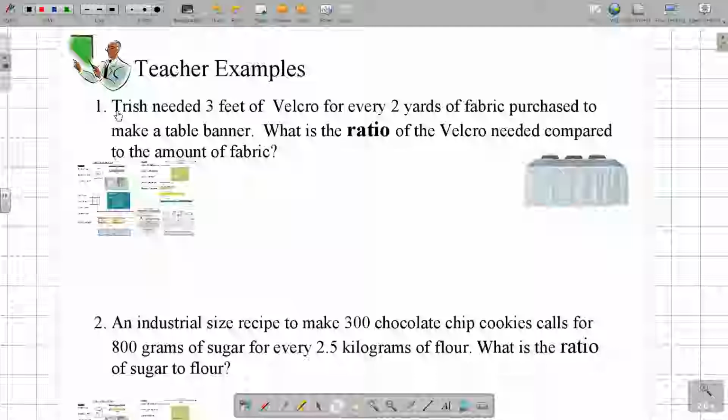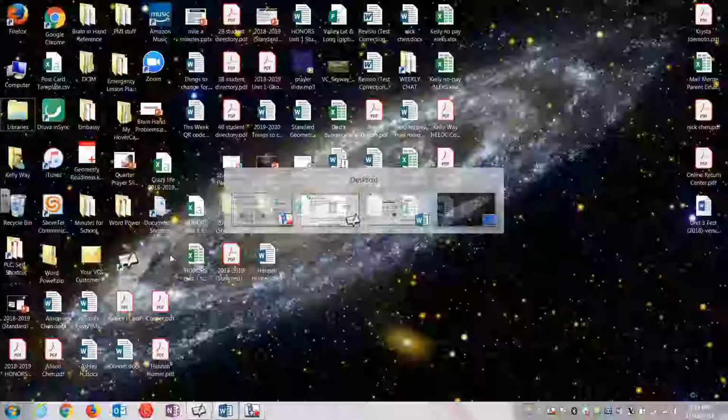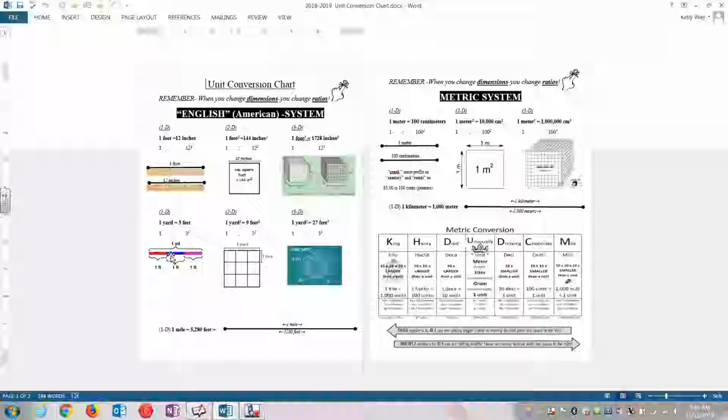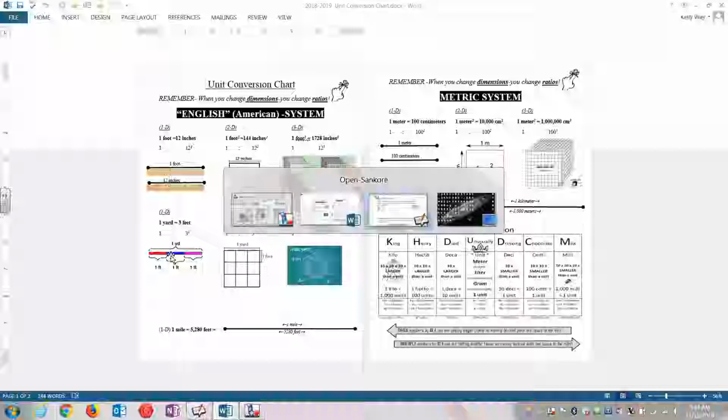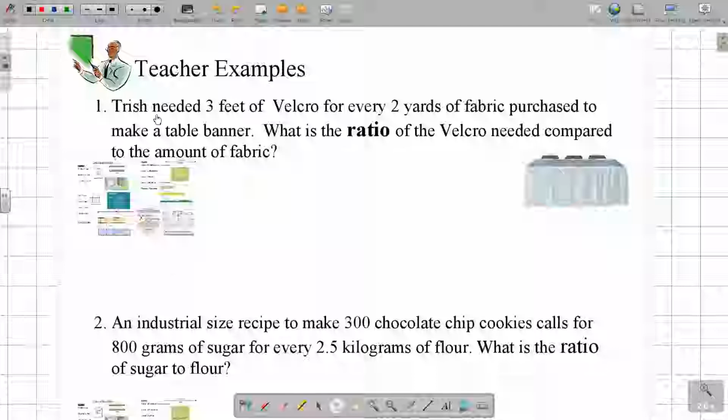Put your finger here. Let's read this out loud. Have this page handy where you can see it. Once again, that is your units page. It says, Fish needs 3 feet of Velcro for every 2 yards of fabric purchased to make a table banner. What is the ratio of the Velcro needed compared to the fabric? So we're making a ratio of the amount of Velcro, so just write the word Velcro, to fabric.